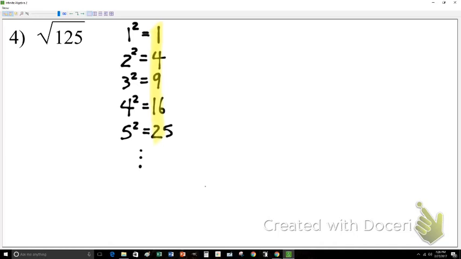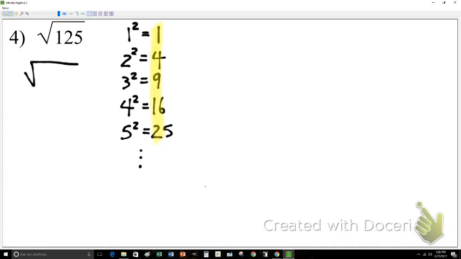So I try to divide 125 by 4, I get a decimal answer. It's not going to work. I try to divide 125 by 9, another decimal answer. Darn, that's not going to work. I try to divide 125 by 16, another decimal. But 125 can be divided by 25.